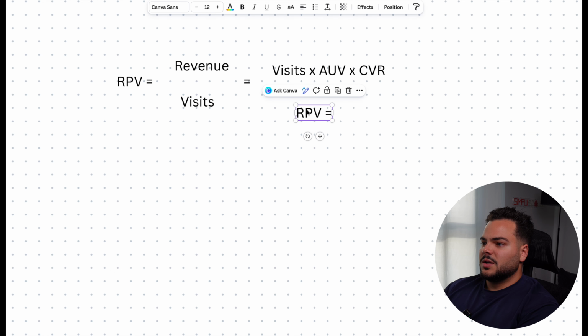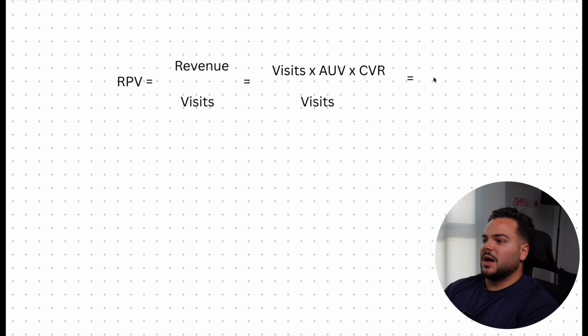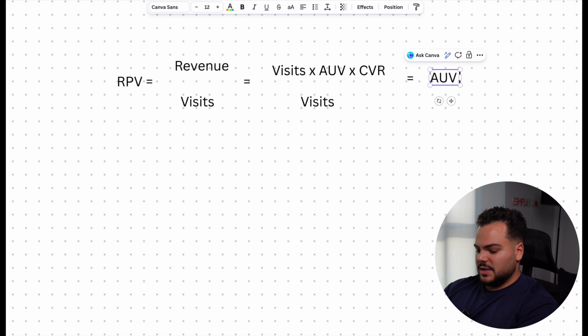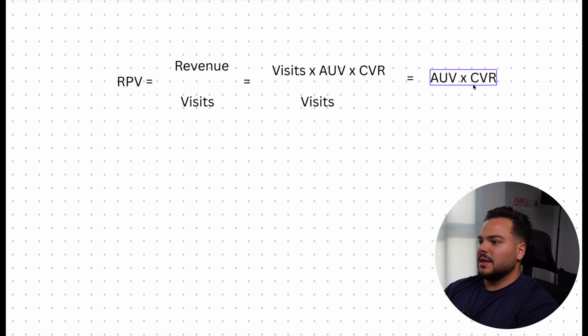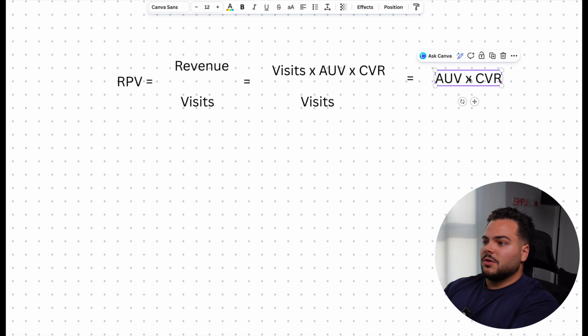So very simple math is going to show us that we can cancel these two out, which means we're going to be left with conversion rate times average upsell value. So in this case, what this tells us is that the main levers that we can pull here, irrelevant of how much traffic you're making, are your average upsell value and your conversion rate.